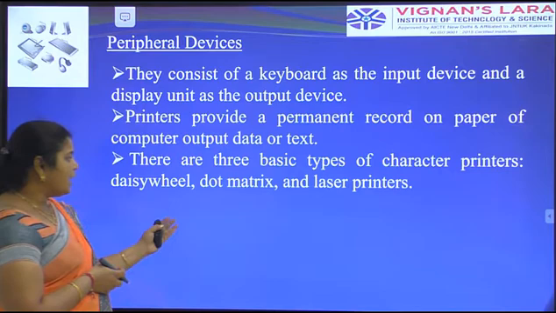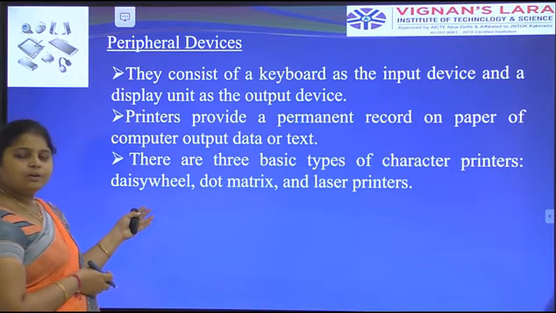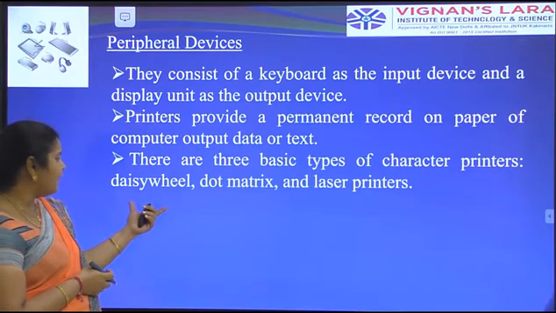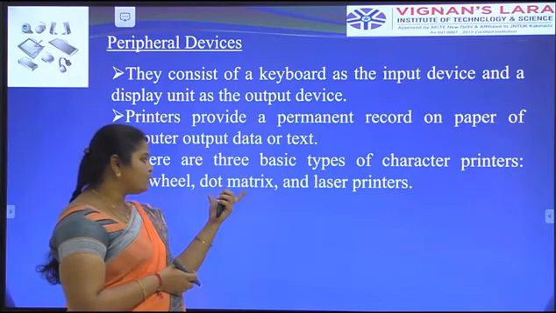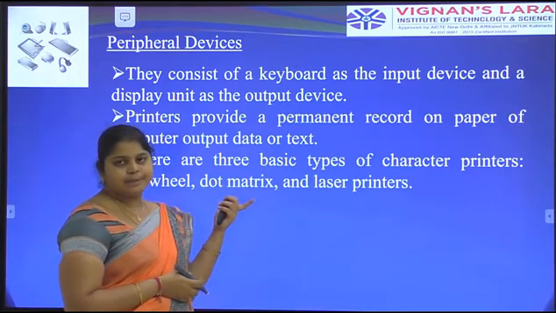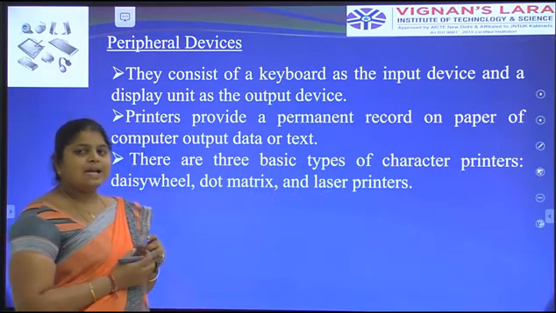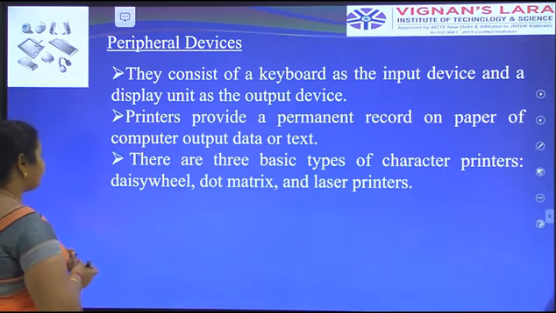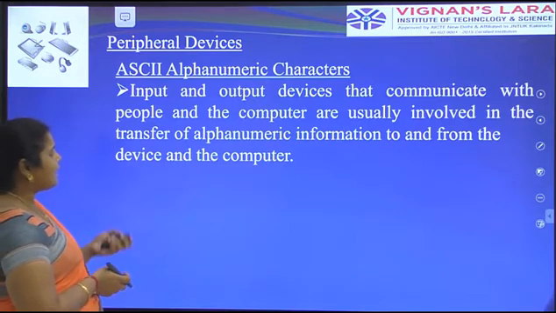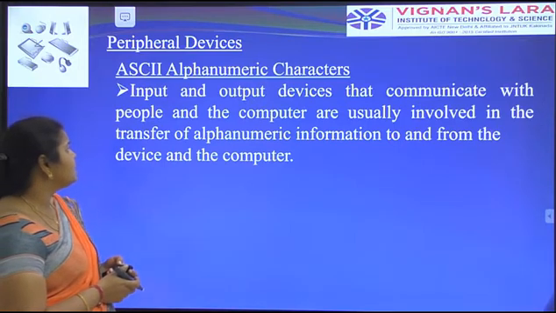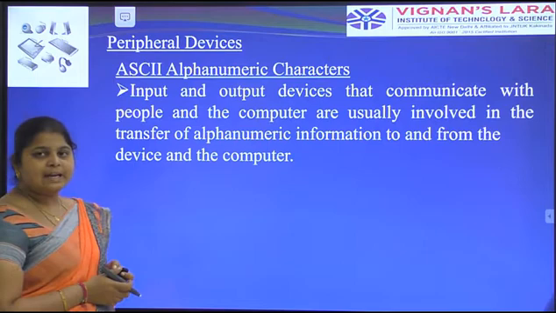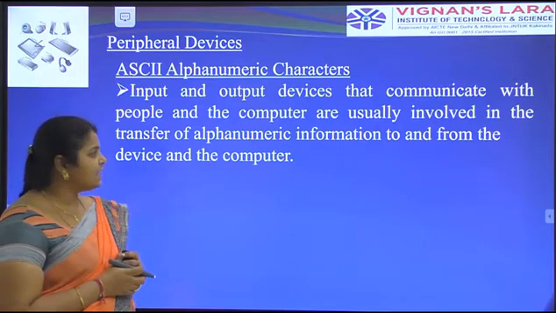DCV and dot matrix were used in olden days, and nowadays we use laser printers, meaning LCD, LED and 3D printers. Next, ASCII and alphanumeric characters. ASCII means American Standard Code for Information Interchange.